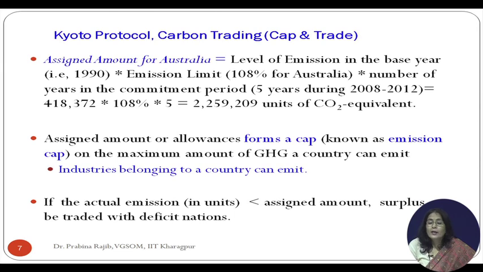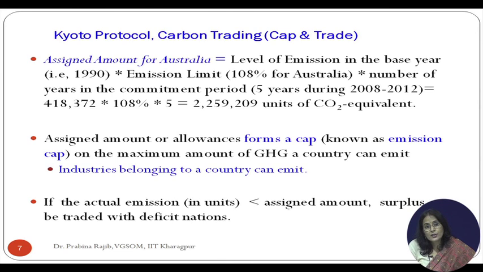Now, if industries or companies belonging to Australia emit greenhouse gases higher than this level, then for the excess they are emitting, that many units they have to buy from some other nation. As you can see, if the actual emission in units is less than the assigned amount, the surplus can be traded with the deficit nation.